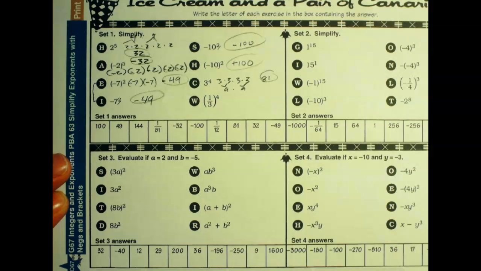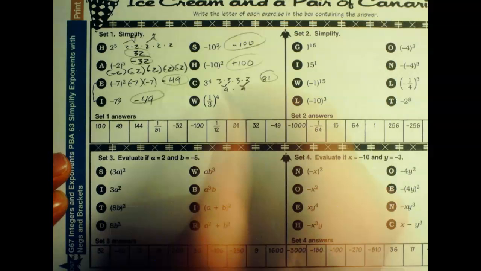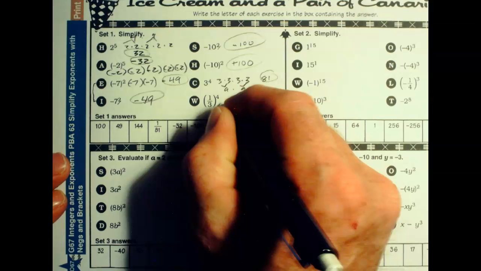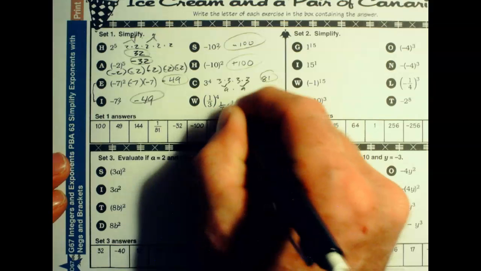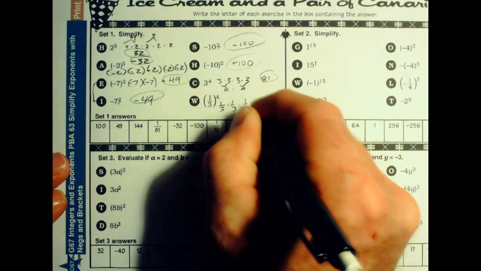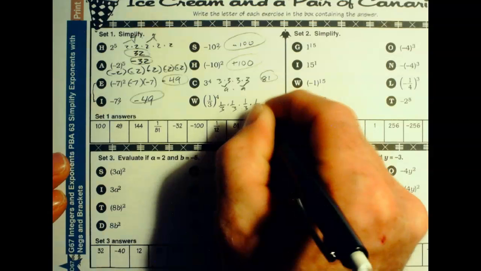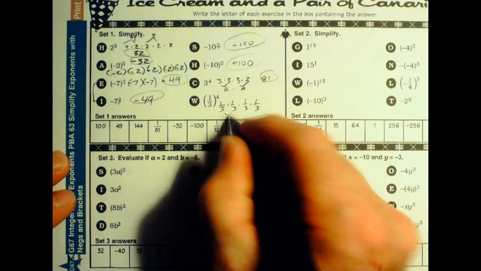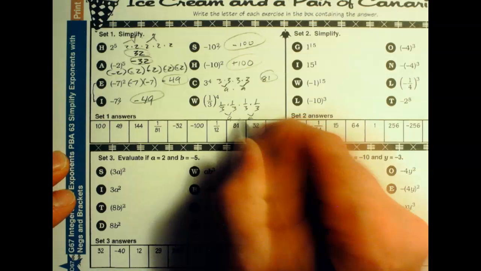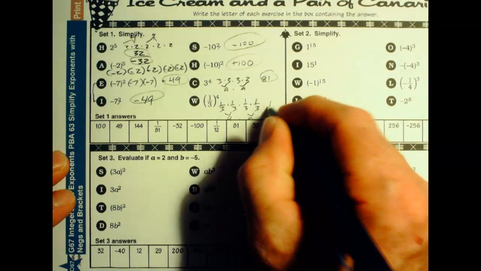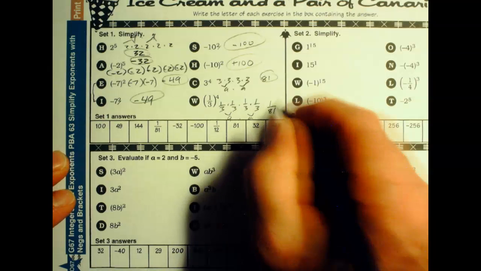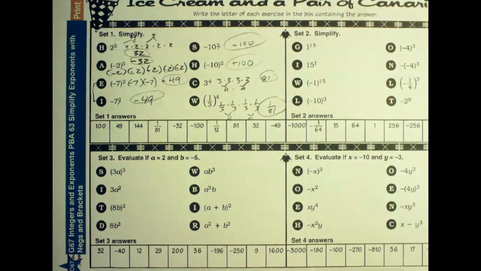This one down here, I used to not have kids do, but you can do this. I mean, think about this. This is 1/3 times 1/3 times 1/3 times 1/3. Well, 3 times 3 is 9. 3 times 3 is 9. So this is really 1/81st. That's positive. That's pretty simple, right? Yeah, it's just the same thing. You just multiply it. I mean, if you write out what it means, you're going to get it right.